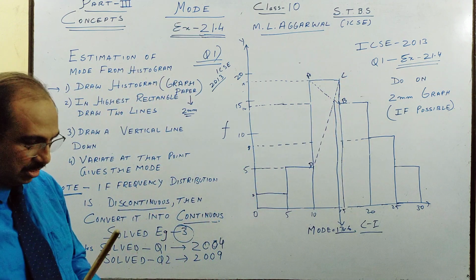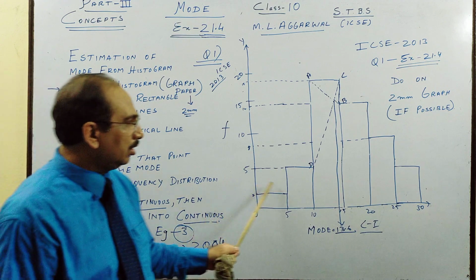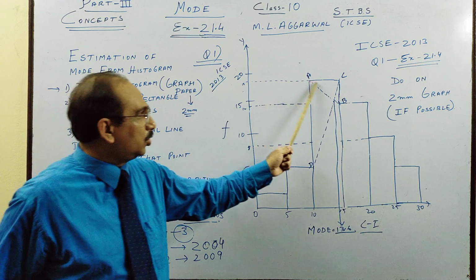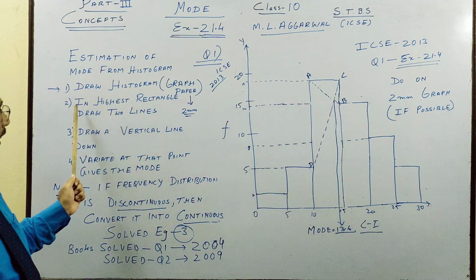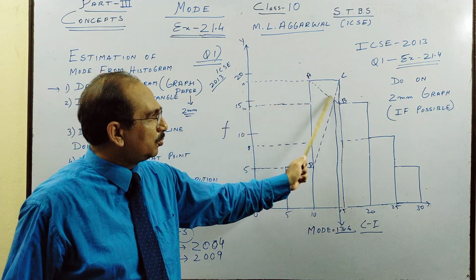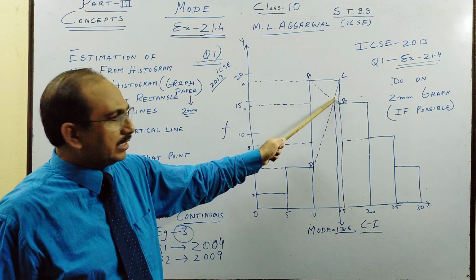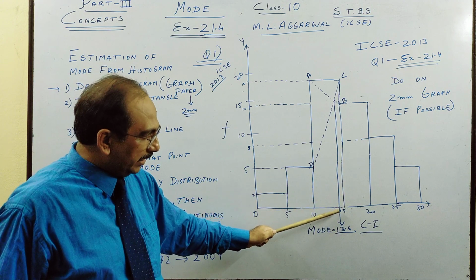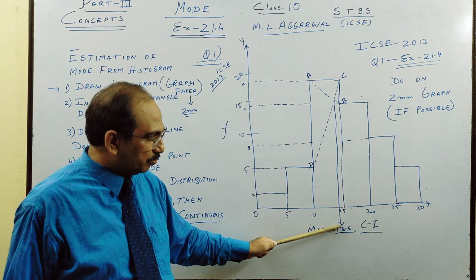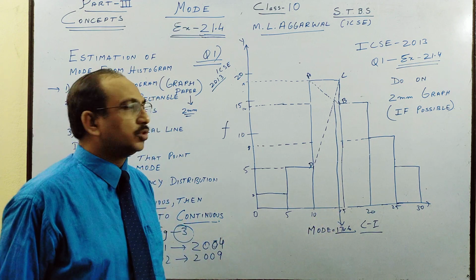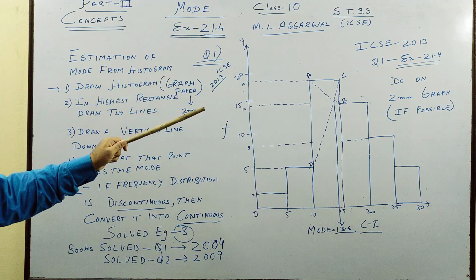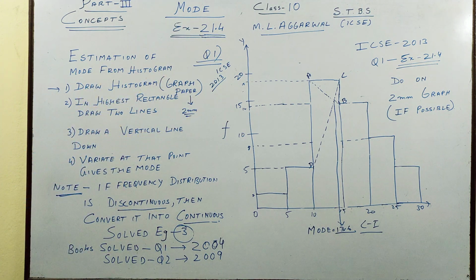So last, before I finish, you draw the histogram which you have learnt in class 9 and draw two lines. In the highest rectangle, draw two lines like this, I told you, up to this and from here to here. Where they meet, drop a perpendicular, and it will always be between this highest modal class. The point you get is the mode. So please pause the video, copy everything and practice. So one more sum, children.